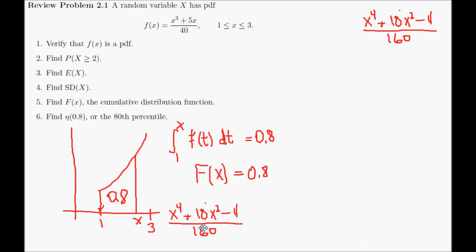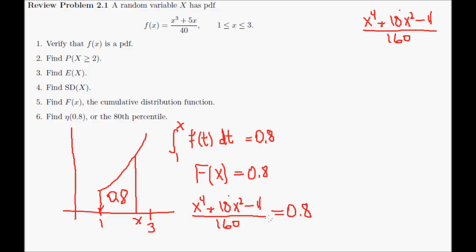So let me just copy that answer. I need this to be equal to 0.8. I've already done the calculus. I can reintegrate this if I wish, but there's no need because I've already done it once. So it's just a matter of solving for x in this algebra problem. So I've now reduced the problem to something that is strictly algebraic. Okay, so now we just solve for x and turn the crank.